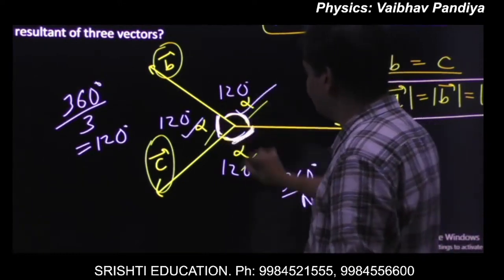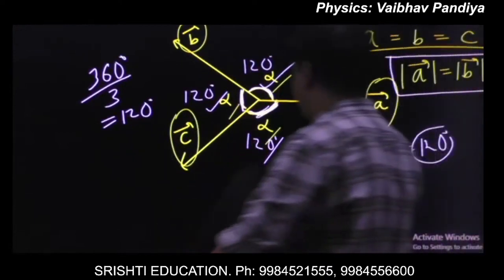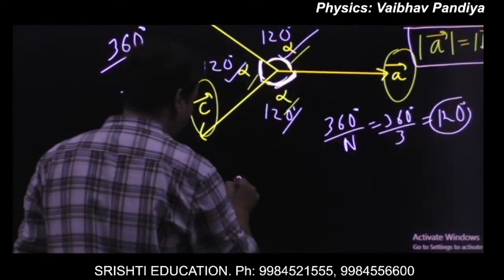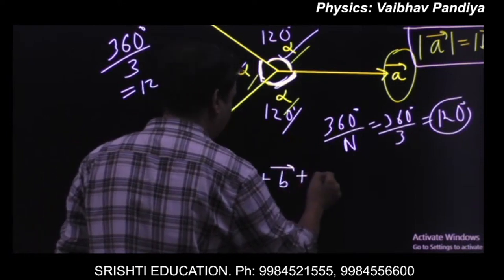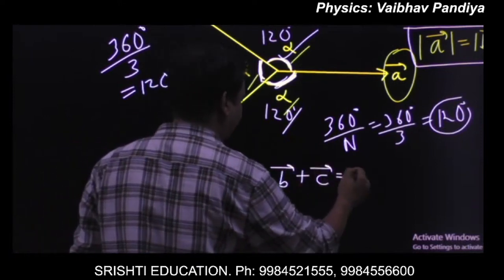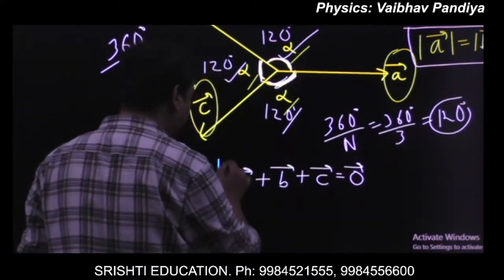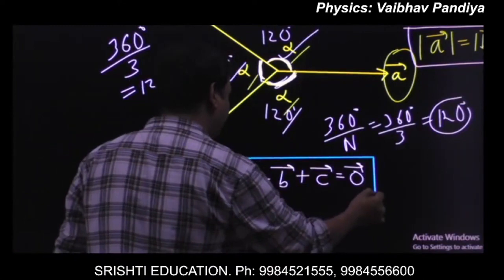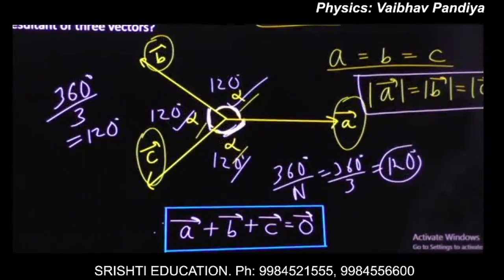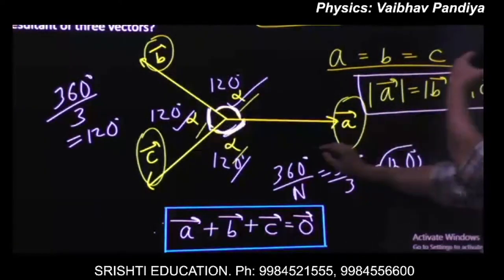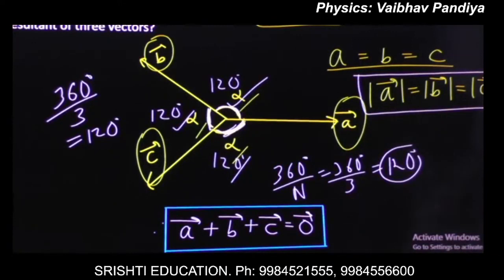This is also met. So what will be the resultant? It will have a zero resultant. Applying the same property, therefore vector A plus vector B plus vector C will be a zero vector, because both the properties are met: all three have the same magnitude, and the angle between any consecutive pair is 120 degrees. That is meeting the formula 360 degrees by n. So they will have zero resultant.